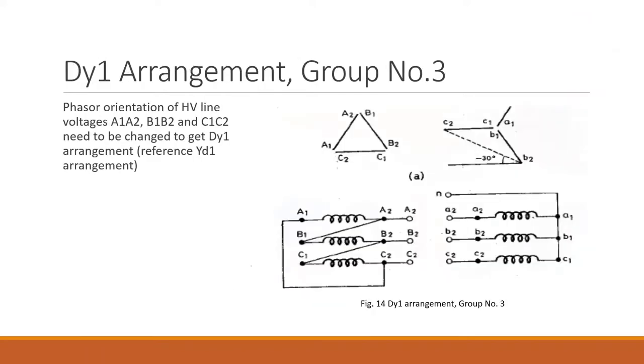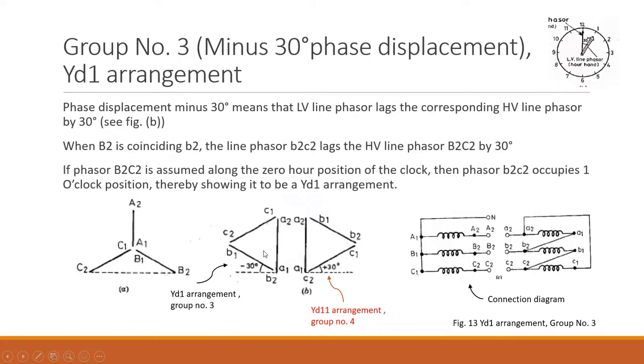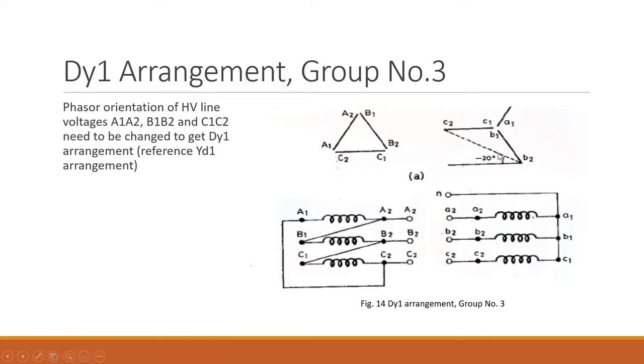Then the next arrangement could be the DY arrangement. For the delta we have already seen how the HV phasor could be drawn. For the delta it can be drawn, and for the star there should be a phase difference of 30 degree. So the position of the phasor of LV terminals is going to change. What should be done here is as in the YD1 case: the phasor orientation of HV line phasor or HV line EMF A1, A2, B1, B2, C1, C2 has to be changed. So you could compare both diagrams and see that the 30 degree phase arrangement can be obtained. Considering this, you can draw the connection diagram.